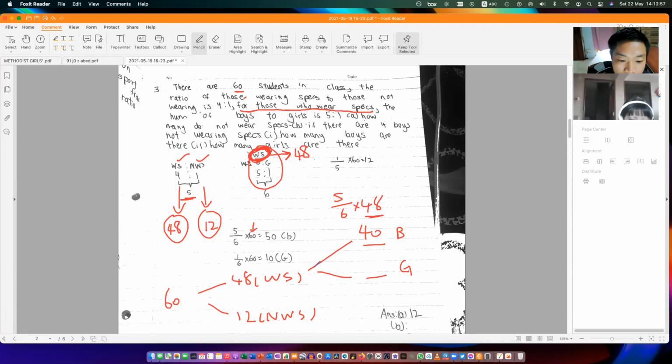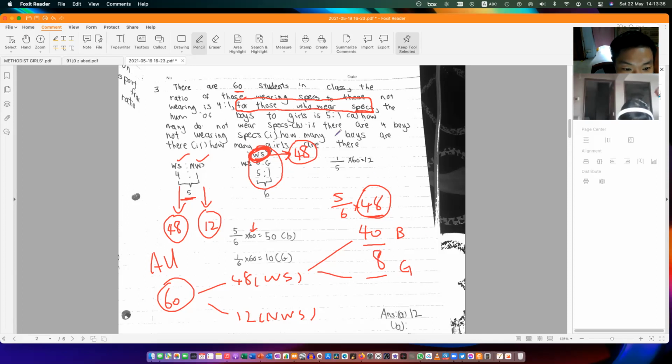Correct. Okay, so for questions like this, you need to read the question here. This statement is so important. Can you see the statement I'm circling now? It says for those who wear spec. So meaning wear spec, you need to start from 48. Okay, you cannot start from 60. 60 is all. Therefore you times 48 here. Then if you get 40 boys, so how many girls wear spec? 8. Okay, good. So that's how you fill up the second branch.